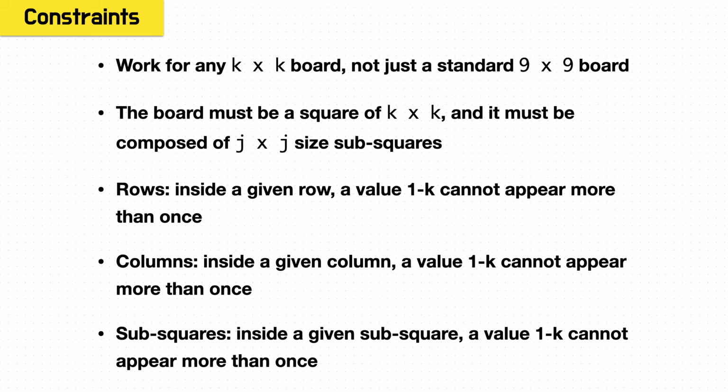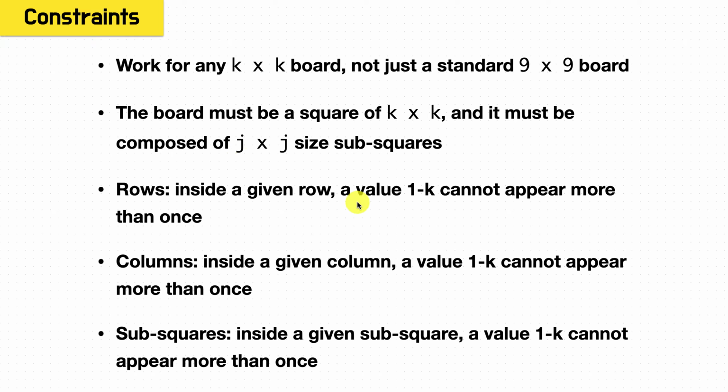So the constraints for this question are that it should work for any K by K board, not just the standard 9 by 9 board. So this board can take any size. The board must be square, so the rows and the columns must match at K by K. And it will be composed of J by J subsquares. So a standard Sudoku board is K by K 9 by 9, and the subsquares are 3 by 3.